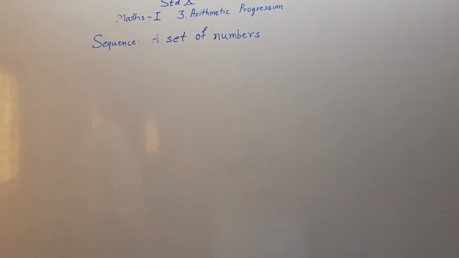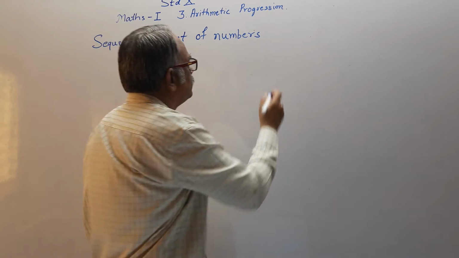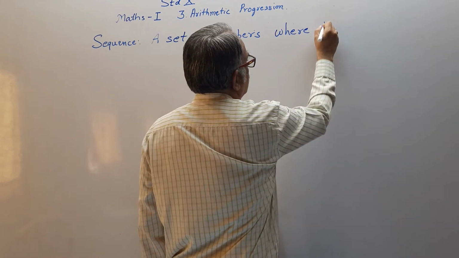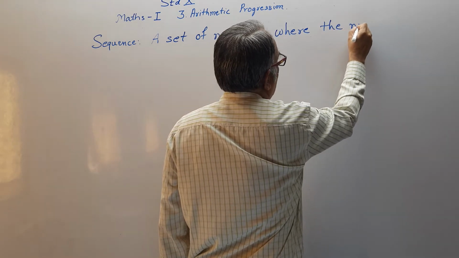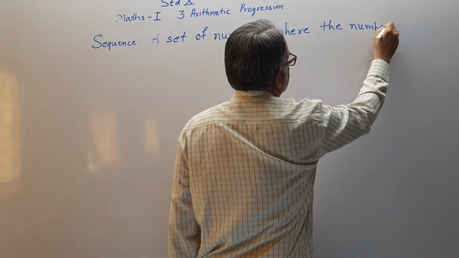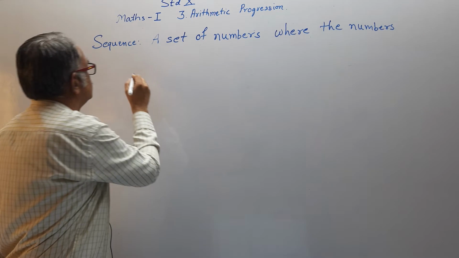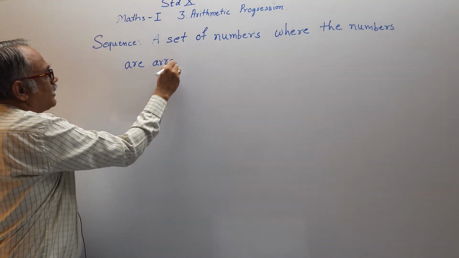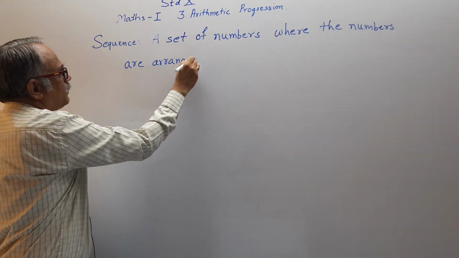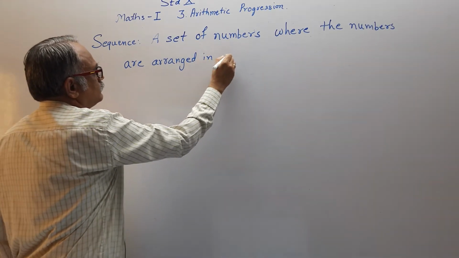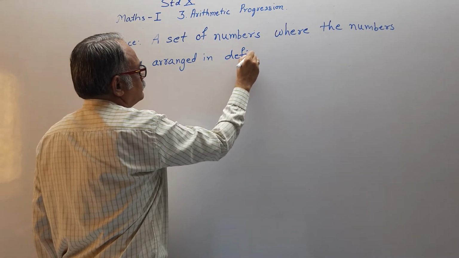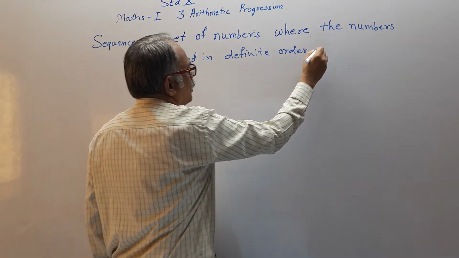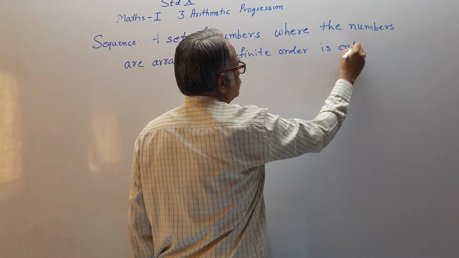where the numbers are arranged in definite order is called a sequence.